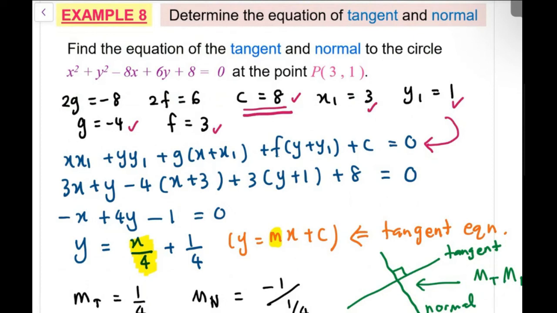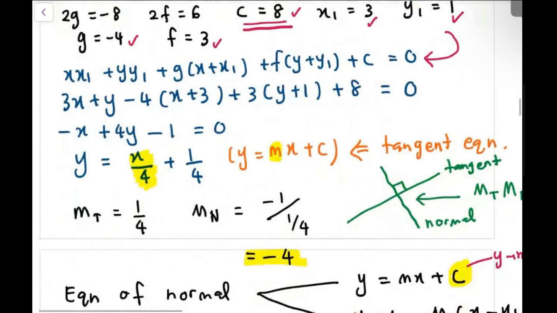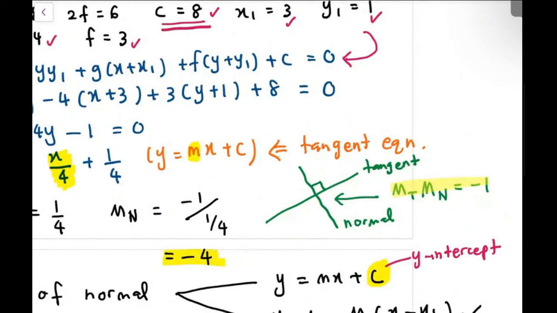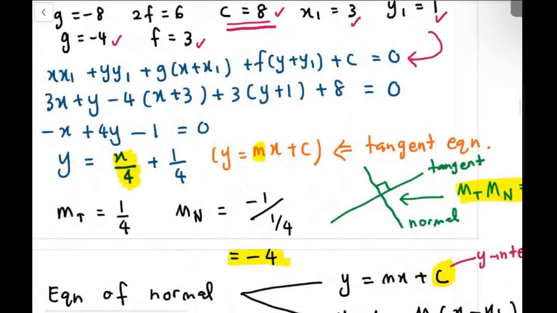Now, in order to find the normal equation to a circle, first, you must find the gradient. The connection between tangent and normal is that if we multiply the gradients, we would have negative 1 as our answer. So that's why, to find the gradient of a normal, I divide negative 1 by our gradient of tangent. So that's how we get negative 4 as the gradient of the normal.